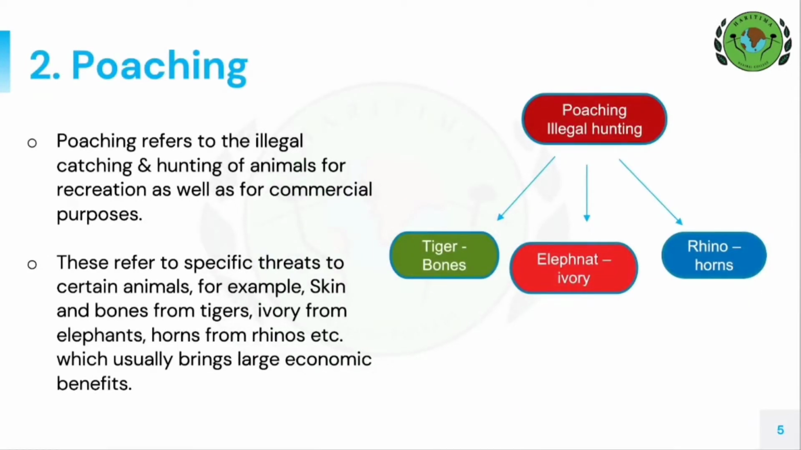Poaching refers to the illegal catching and hunting of animals for recreation as well as for commercial purposes. These refer to specific threats to certain animals. For example, skin and bones from tigers, ivory from elephants, horns from rhinos, etc., which usually brings large economic benefits.